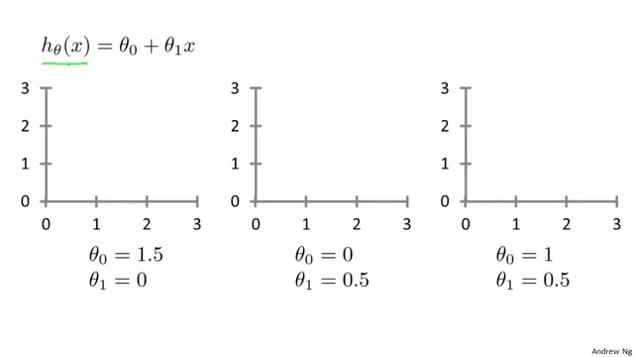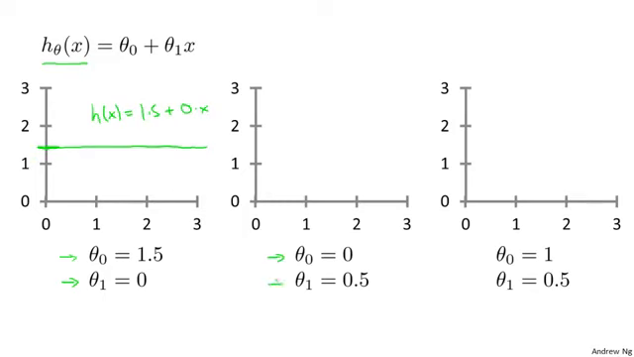I know some of you will probably be already familiar with what I'm going to do on this slide, but just to review, here are a few examples. If theta 0 is 1.5 and theta 1 is 0, then the hypothesis function will look like this. Because your hypothesis function will be h of x equals 1.5 plus 0 times x, which is this constant value function that's just flat at 1.5.